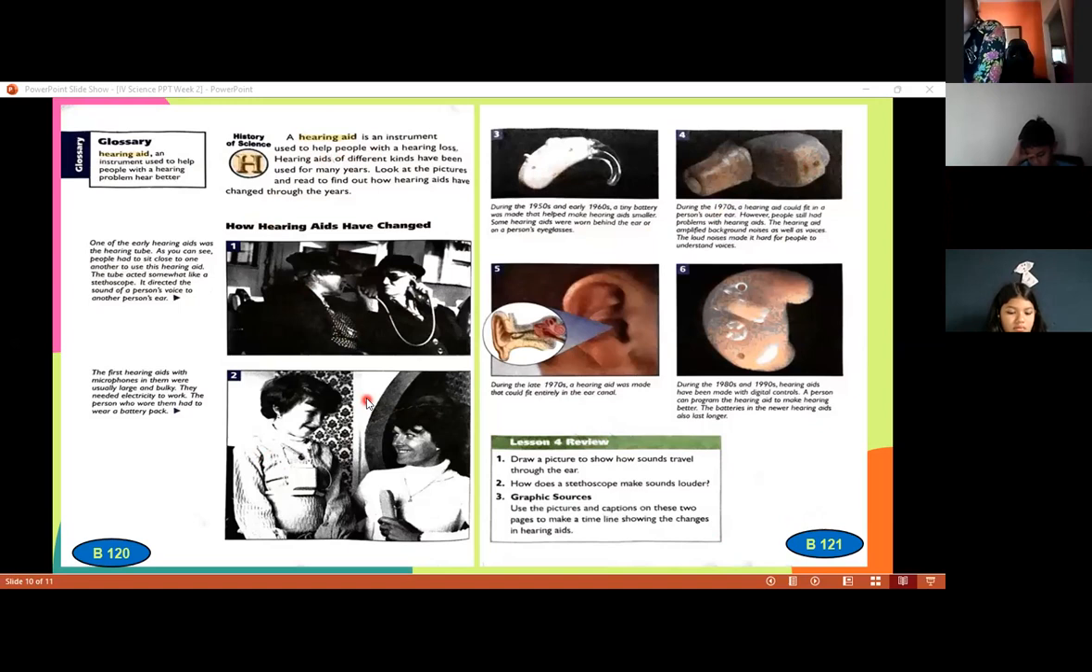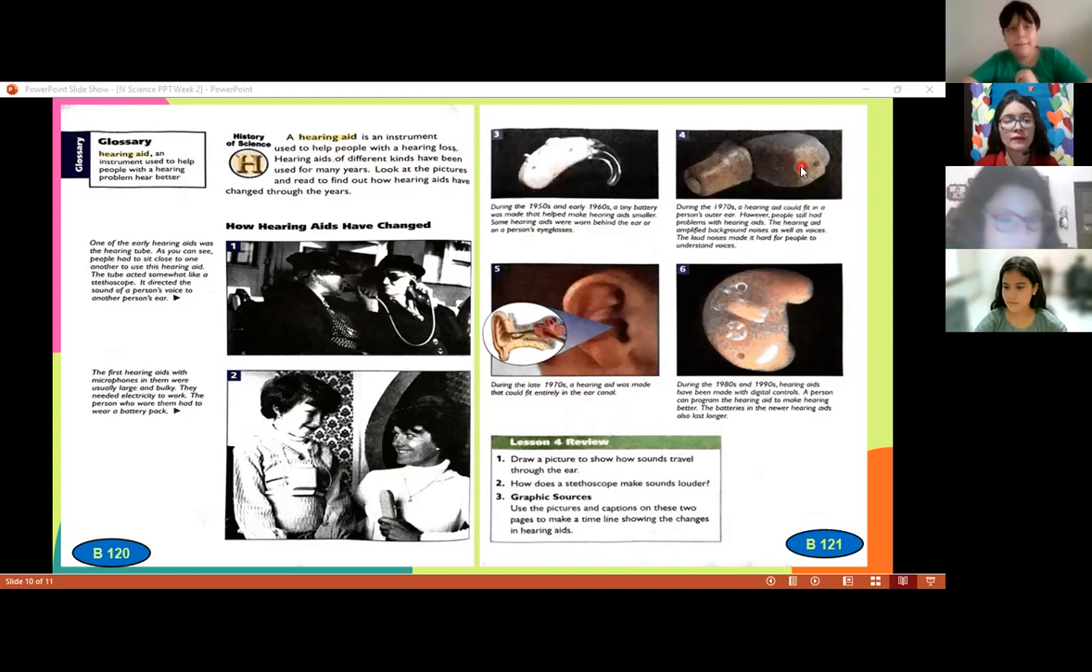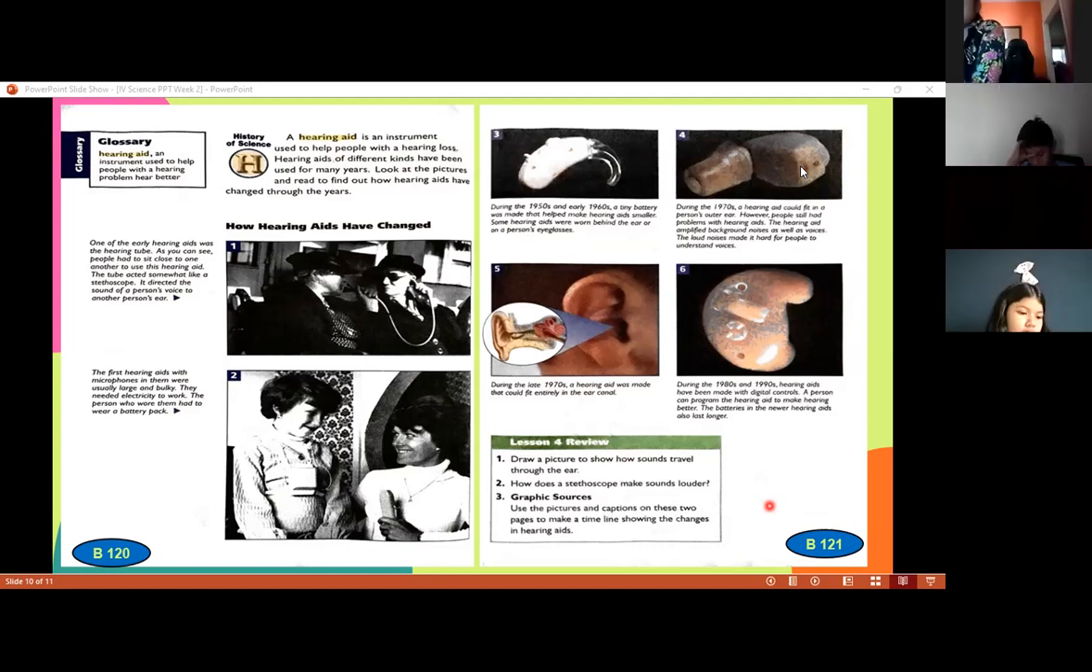Some people cannot hear since they were born, since they were babies. Or some people can start losing their hearing over the years. You see, some of your grandfathers, grandmothers, people who are elderly, start losing their hearing. You are screaming and I cannot listen to you, they say. And maybe you might be screaming today. It's because they are losing their hearing. So there's an instrument called a hearing aid. It's an instrument used to help people with hearing loss.